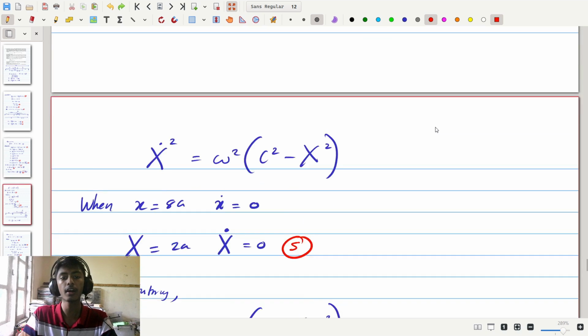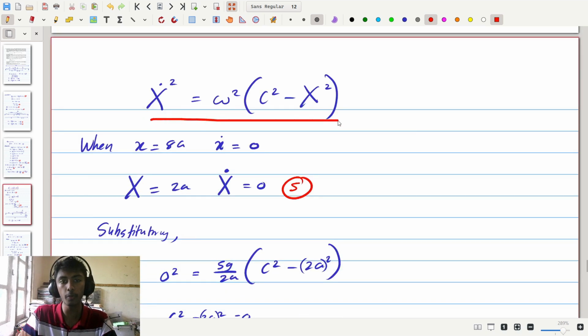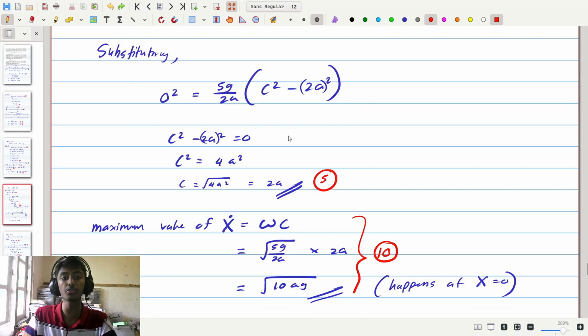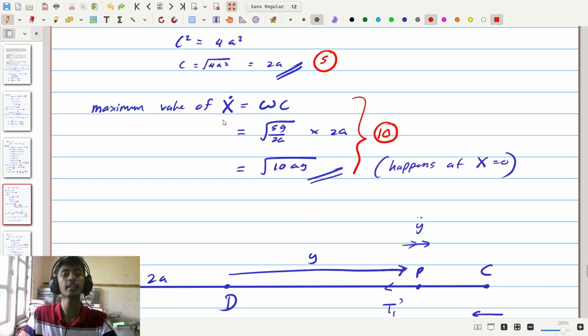So anyway, after that, when you then use this formula and use the knowledge that at x equals 8a, x dot equals 0, meaning that at capital X equals 2a, x dot equals 0, you get 5 marks. When you substitute those values in to get that the amplitude c is equal to 2a, you get 5 marks. And then after that, when you find that the maximum velocity achieved by the particle P, x dot maximum, is equal to omega c, is equal to root 10 ag, for all of that work, you get 10 marks.